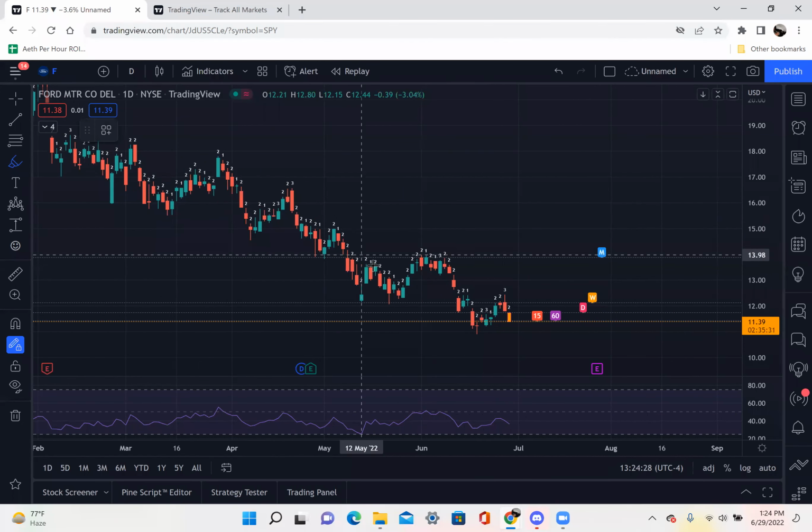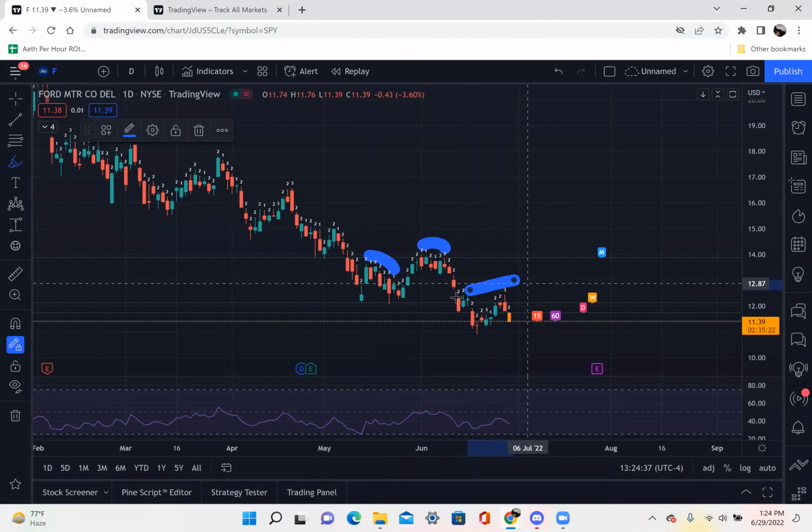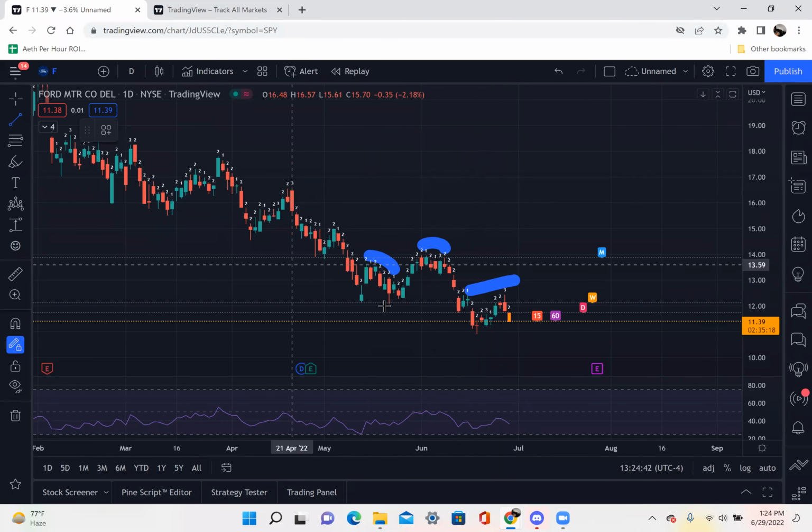But right here, daily, shoulder, head. That's really the shoulder right there, right? But this is all the shoulder. The whole thing is the shoulder. It just broke down, bounced off a neckline. Let me draw. I'll use this.